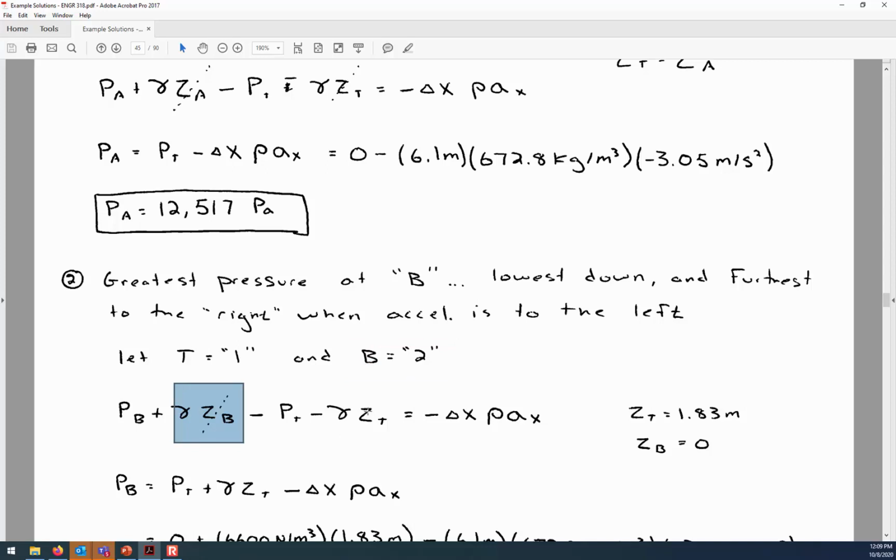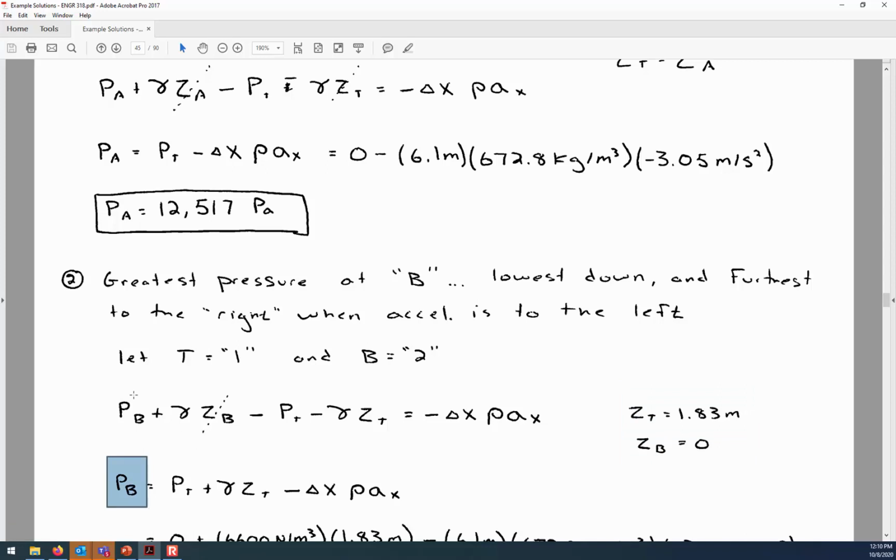But the elevation at location T isn't going to be canceled out like I did in the previous example, where the elevations were the same between them. So Z sub T is 1.83, Z sub B is 0. What we're trying to find out is the pressure at the bottom right-hand side of the truck. So that is the pressure at location B.